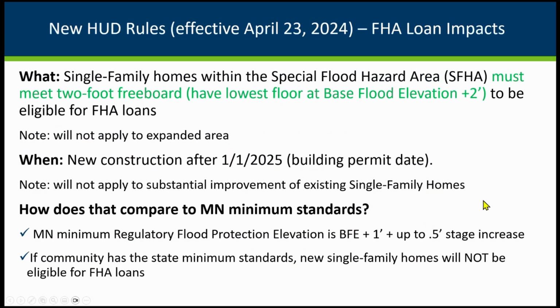Another good reason for having a higher minimum elevation is that there were some new HUD rules that went into effect in mid-24 that said new buildings constructed after January 1st, 25, in order to be eligible for FHA loans, needed to have at least a 2 foot freeboard, that they needed to be at the base flood elevation plus 2 feet. Again, we've been encouraging that at least 2 foot freeboard.